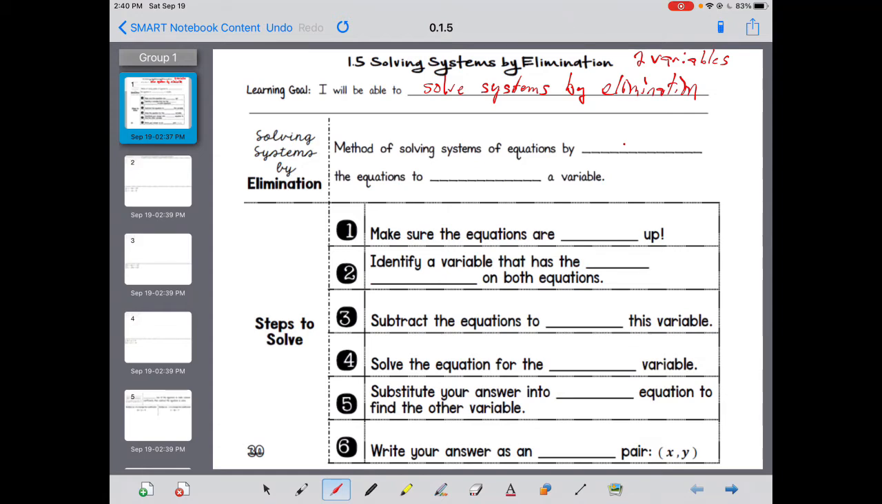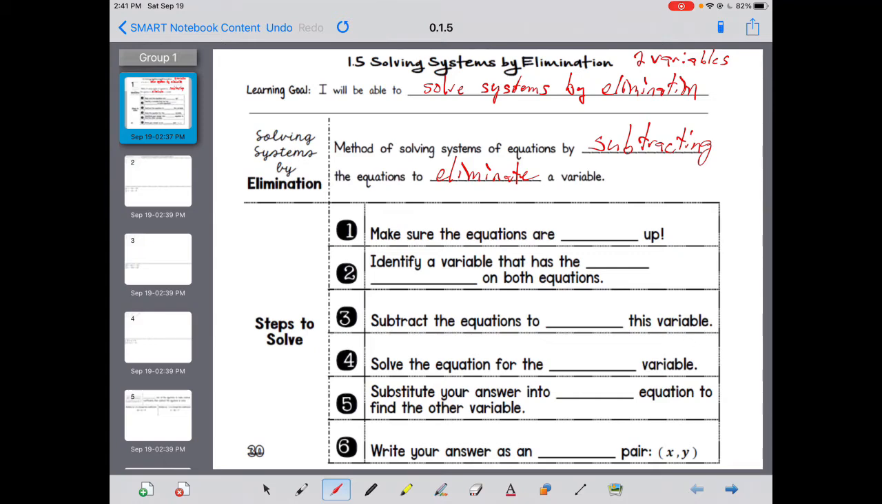So it's a method of solving equations by technically subtracting the equations to eliminate a variable. Now what I do is I add opposites instead of subtract. Which is really just subtracting but distributing the negative to everybody and then adding the like terms together.